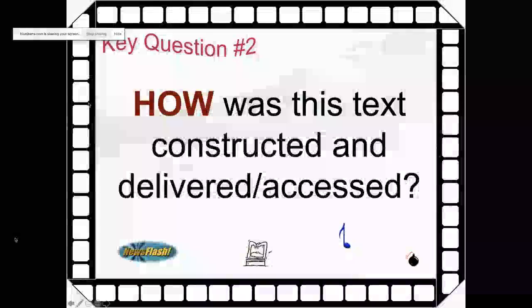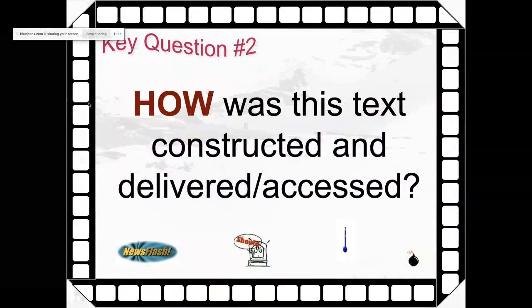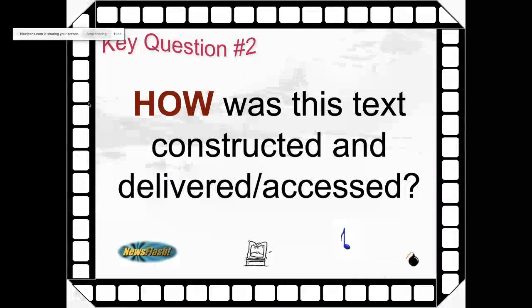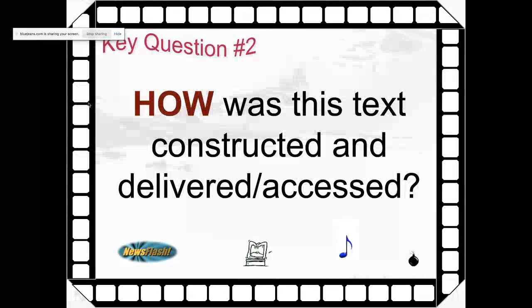So question number 2 is getting at how was this text constructed and delivered in Access. So the more we can help our students learn these different techniques of these different languages, the more likely they're going to be able to be critical thinkers without us, that critical autonomy.